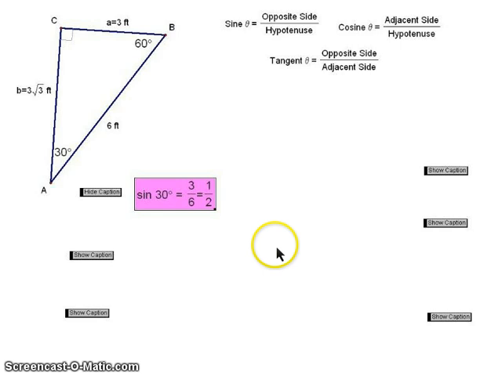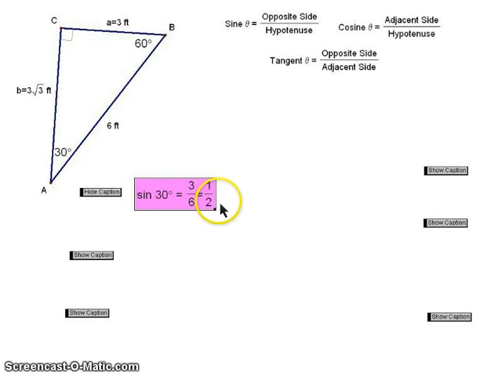Now here's where the similarity part kicks in. Every single triangle that has 30, 60, and 90 degrees in it, every single 30, 60, 90 right triangle in existence will have the same sine ratio. Every sine of 30 degrees, no matter how big or how small that right triangle is, every single one will be 1/2. The opposite side will always have a ratio to the hypotenuse of 1 to 2. And that's because of similarity.